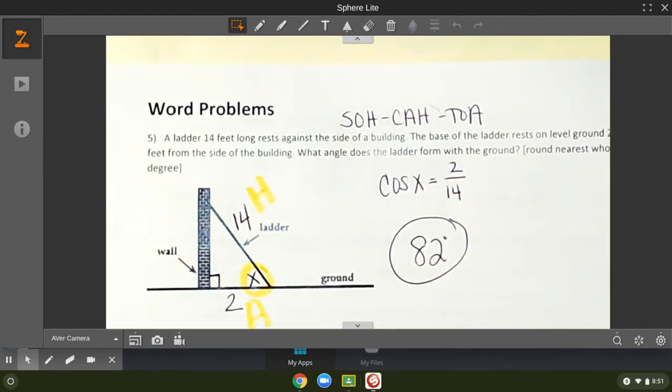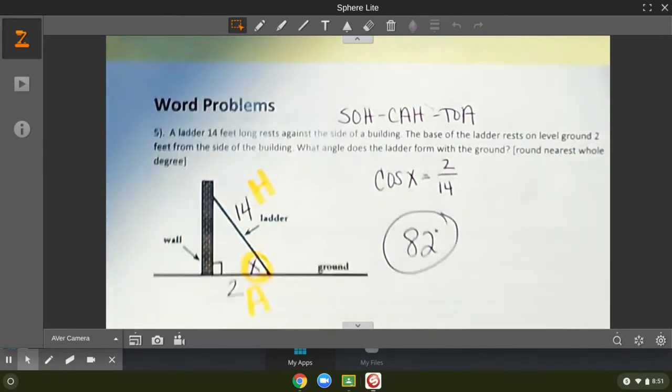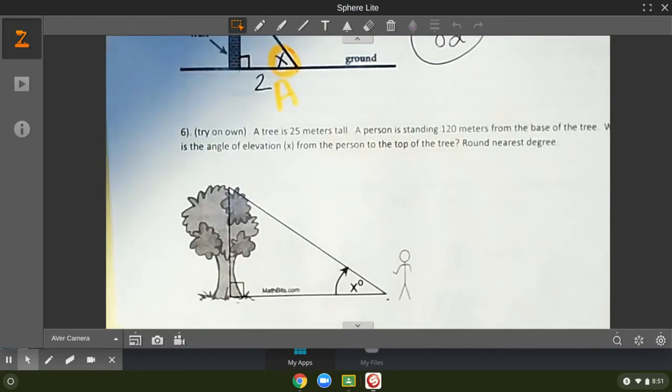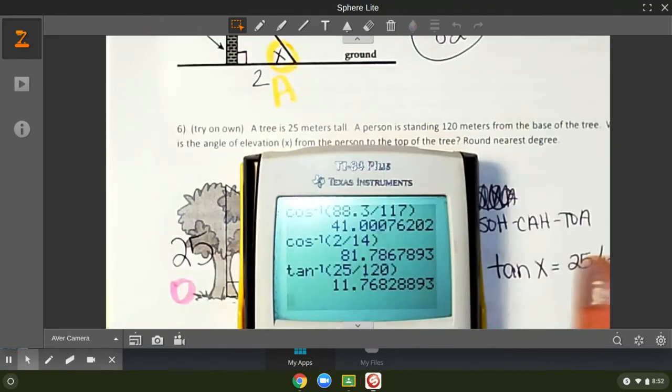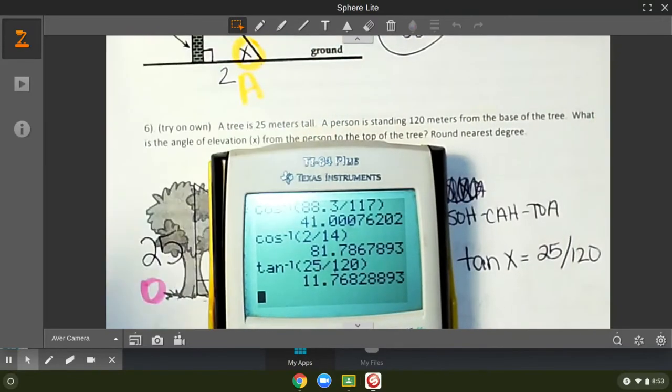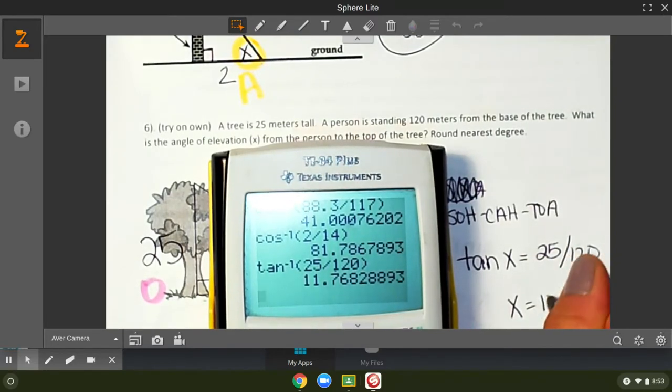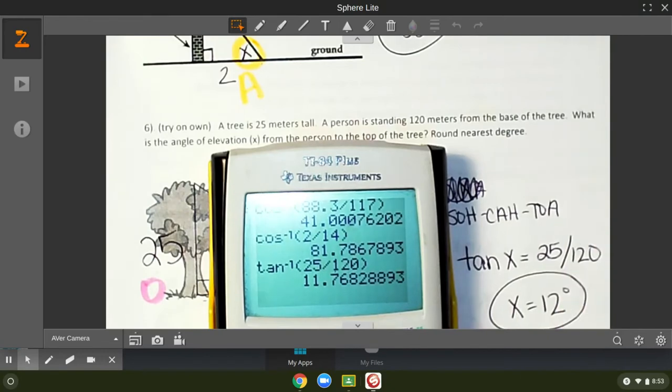All right, number 6. For this one, I'd like you to try this one from start to finish on your own and go ahead and put your answer in. All right, so let's see. Did you end up using tangent? And then you would get 25 over 120. Plug it in the calculator, and we should get 12 degrees. If you got that, you're good to go.